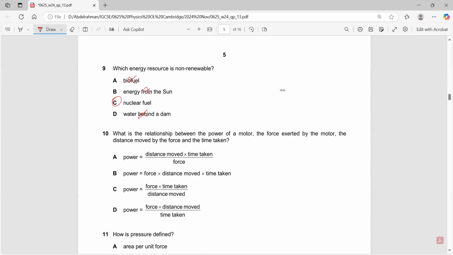What is the relationship between the power of a motor and the force exerted?